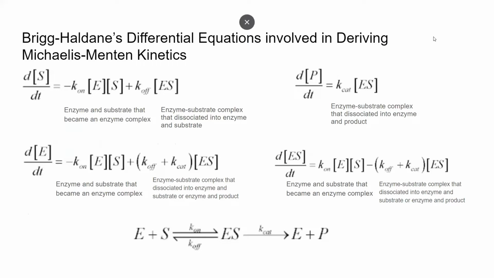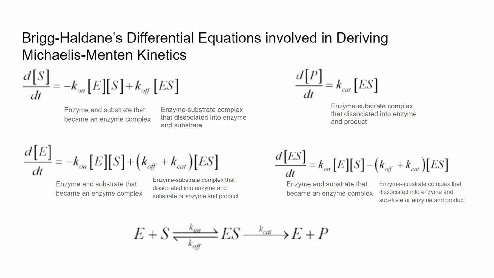Okay, so Briggs-Haldane differential equations. Well, they help derive this Michaelis-Menten kinetics. The one on the top left represents the rate of change of the concentration of substrate. As mentioned before, K-on is the association constant for the substrate and enzyme binding to form an enzyme substrate complex. So it makes sense that it is being multiplied by the concentration of the substrate and enzyme, therefore representing the proportion of enzyme and substrate that become a complex in 1 unit of time.